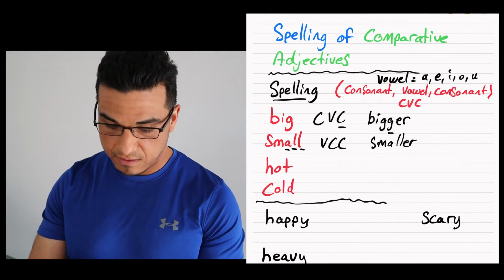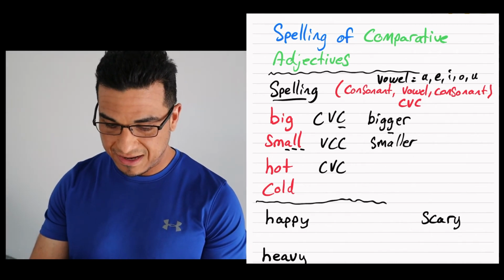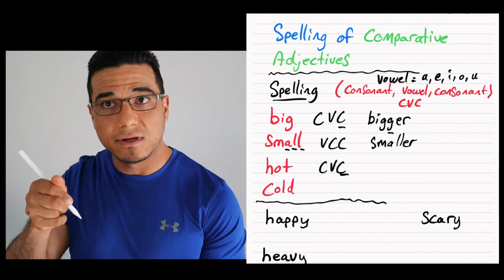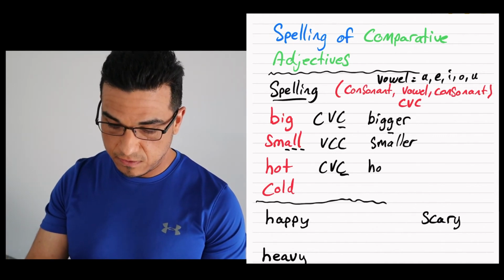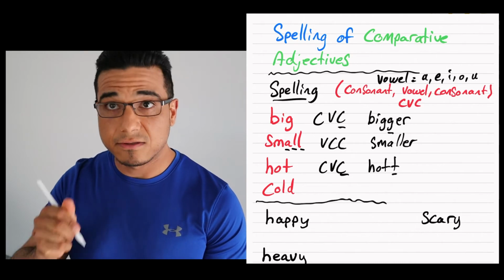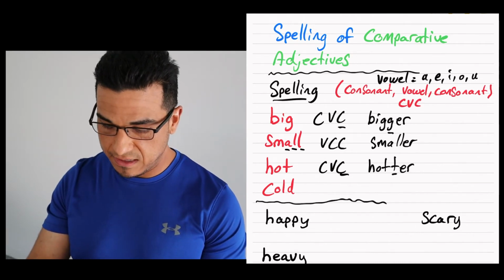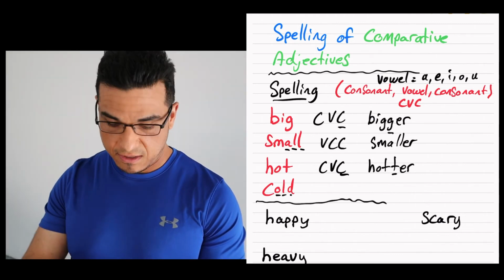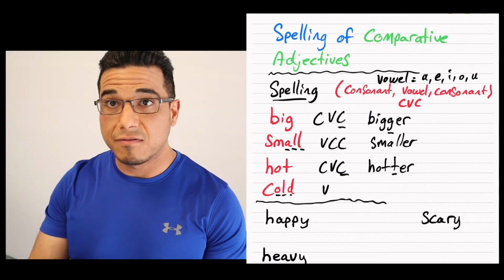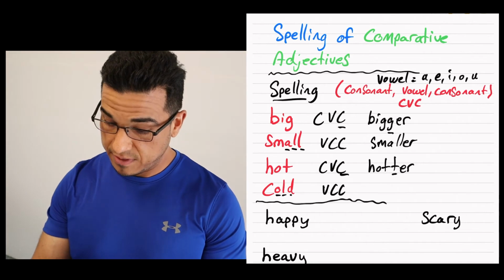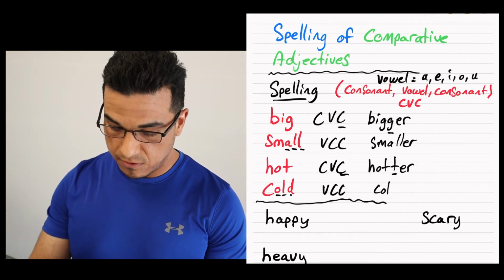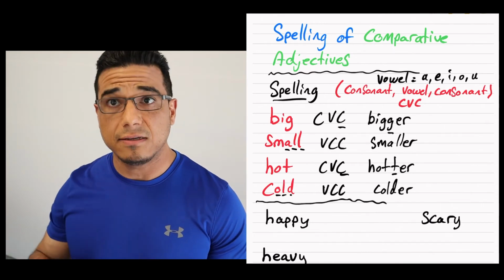Hot. So I've got consonant, vowel, consonant. Ooh, but it's only one consonant at the end, so I know I need to double it. So I'm gonna write H-O-T-T, and that's my doubled consonant, followed by ER. Cold. I'm looking at those final three letters, and I have a vowel, consonant, followed by another consonant. No need to double. So I'm gonna write cold, and then simply attach ER.